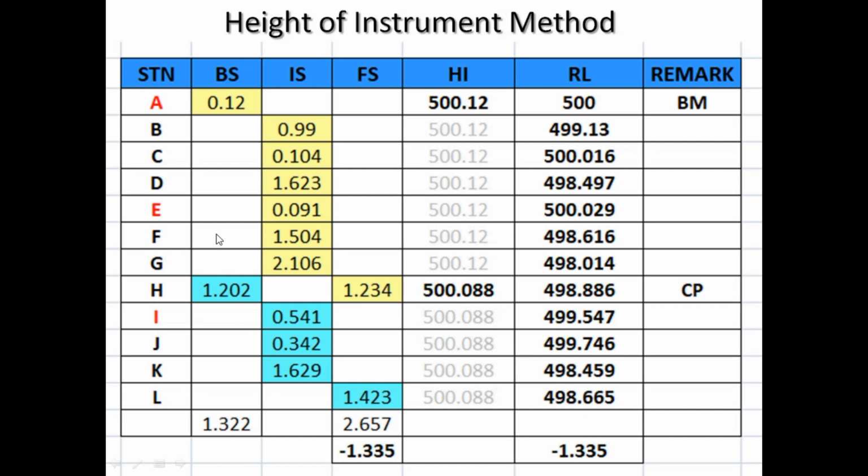Now the usual check is taken: sigma backside minus sigma foresight is equal to last RL minus first RL. The remarks are written as first point known, that is the benchmark, and whenever a backside and foresight come in front, that is a change point, as usual.